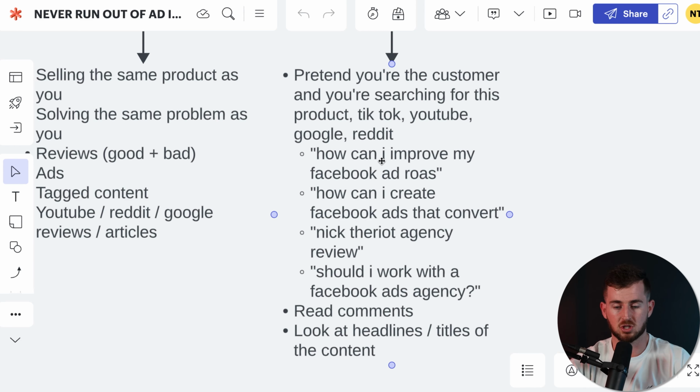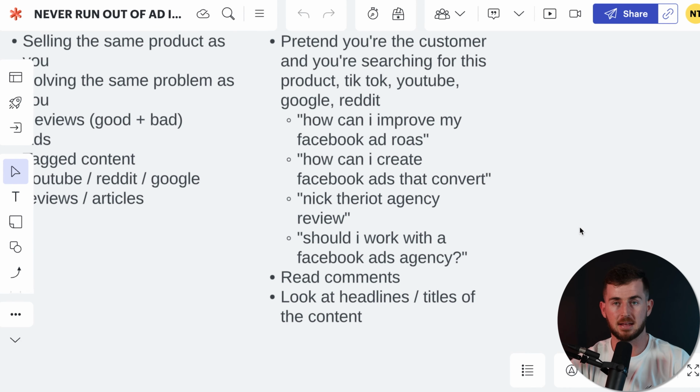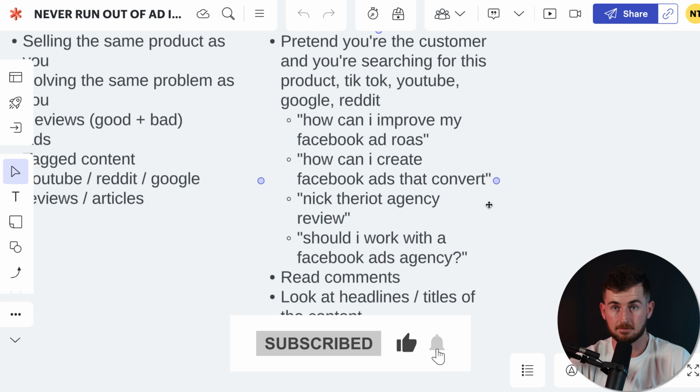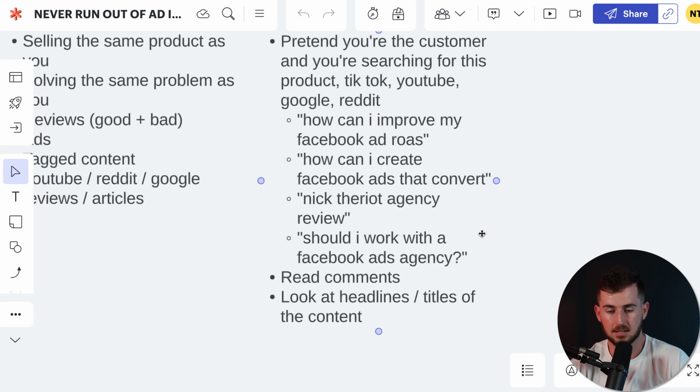Here are a couple of examples of me going through and pretending to be, maybe, one of you. I get a lot of people that say, hey Nick, I was on YouTube looking at how to fix my ROAS. So, how can I improve my Facebook ad ROAS? Maybe you have a problem with Facebook ad ROAS, and the solution is you need more ads that convert. Well, how can I create Facebook ads that convert?